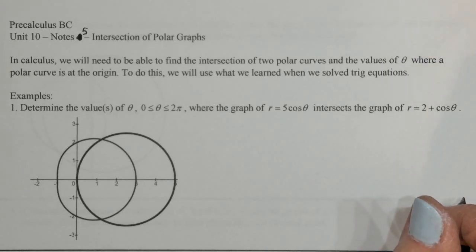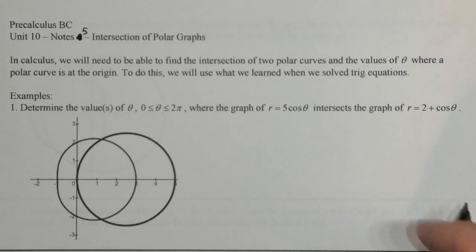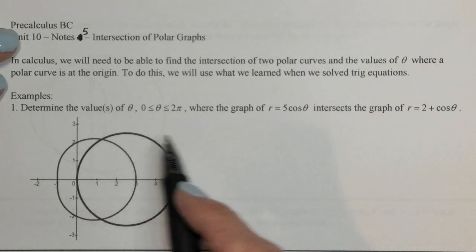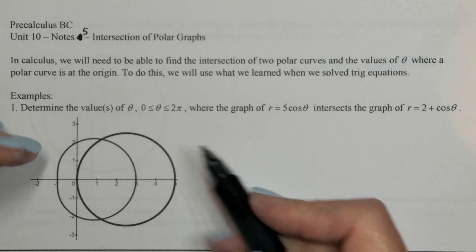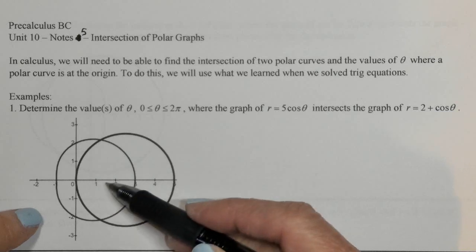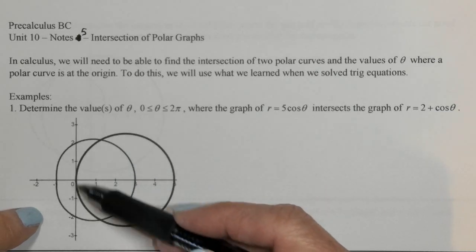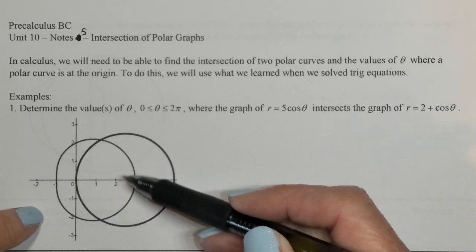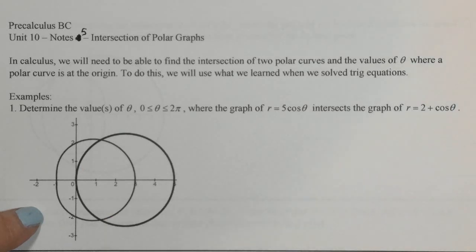Today we're doing intersection of polar graphs. In calculus, we're going to need to know how to find the intersection of two polar curves so that we can do things with it. We're going to be finding the areas inside of these things. And sometimes we'll have two polar curves and we'll need to find the common interior area or the area inside of one but outside of the other. And to do those, the first step is always to find the intersection of the polar curves.